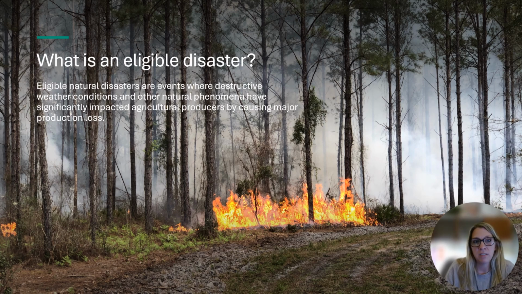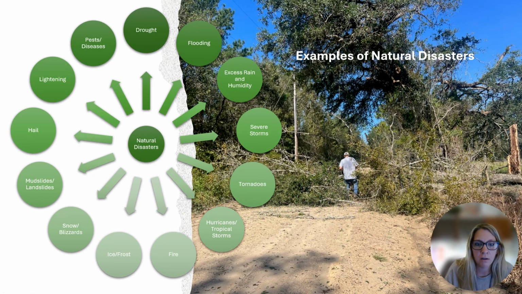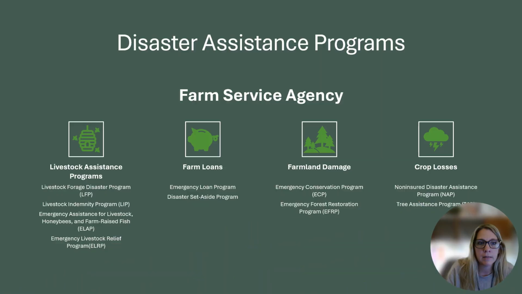What is an eligible disaster? Eligible natural disasters are events where destructive weather conditions and other natural phenomena have significantly impacted agricultural producers by causing major production loss. Here are some examples of natural disasters. I'd like to note that there is an expedited bureaucratic process for droughts. And here's a list of disaster assistance programs and emergency farm loans that FSA provides.